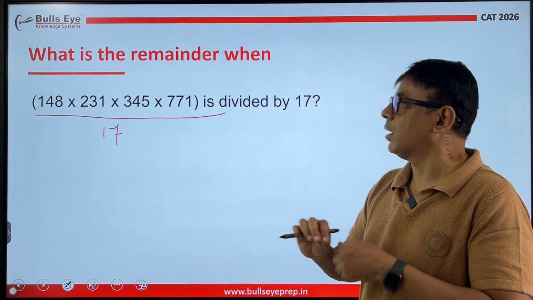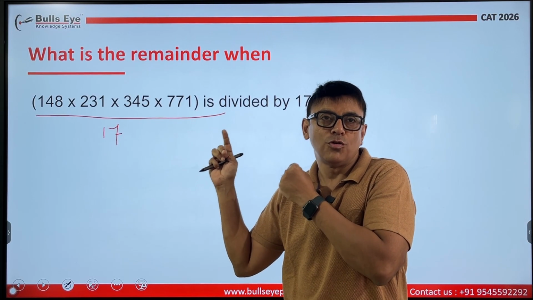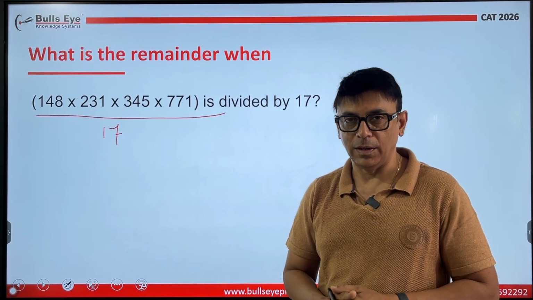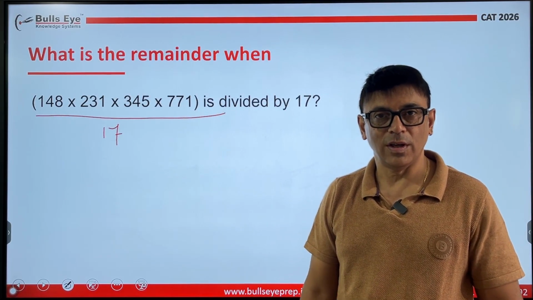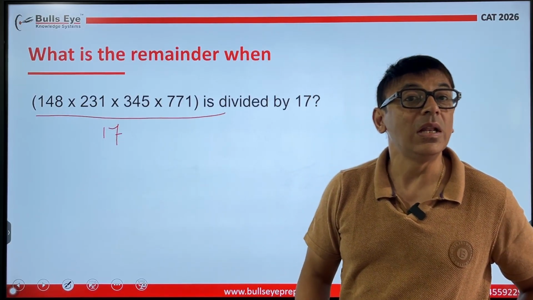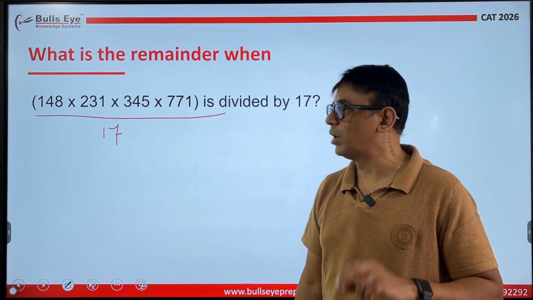What the remainder theorem says is, if you cannot multiply all the terms, then instead of multiplying all the 4 terms and dividing by the denominator to find the remainder, the better idea is to take the remainder in each case and then play with the remainders. So 148 divided by 17, what is the remainder? 17 8s are 136, so the remainder is 12.